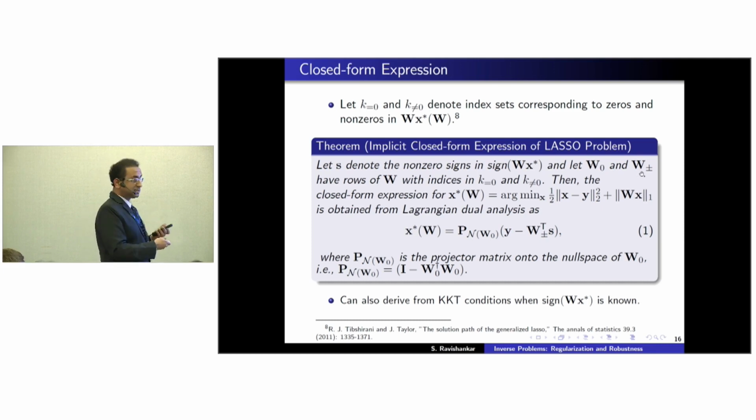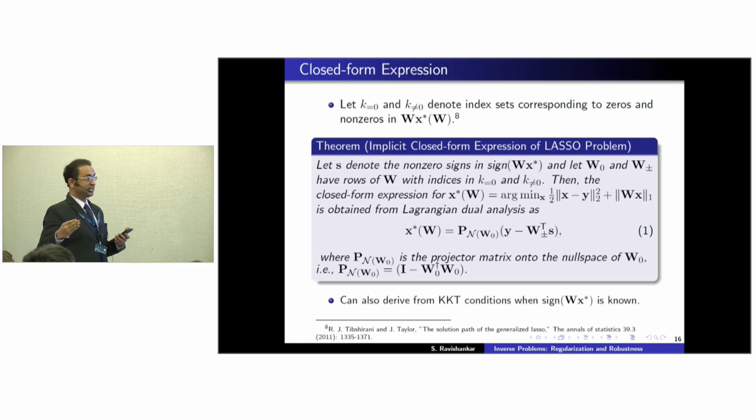This is an implicit expression and not explicit, because the right-hand side depends on X star as well. The sign pattern, W0, and W plus minus all depend on the sign of W X star, which depends on X star. That's why it's an implicit closed form expression and not an explicit one. So how do we make this an explicit closed form expression, so that we can compute gradients and learn a transform?